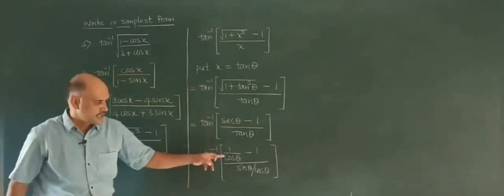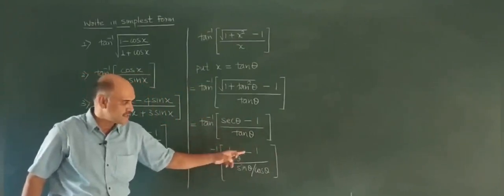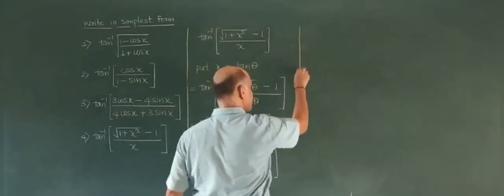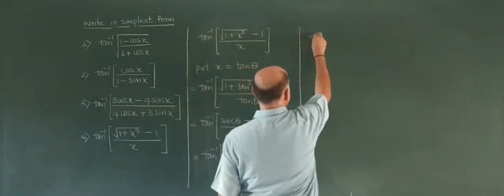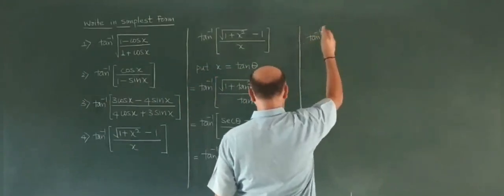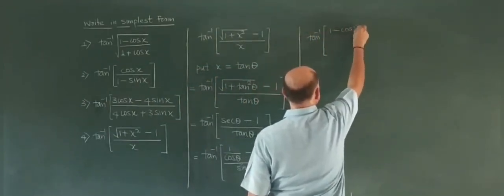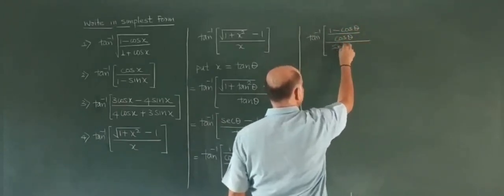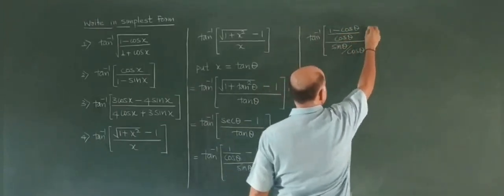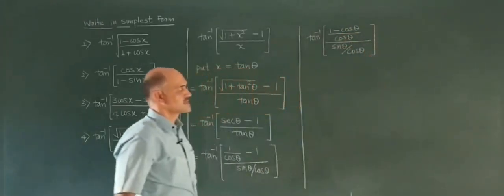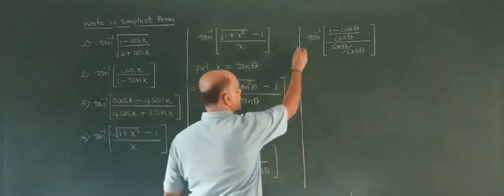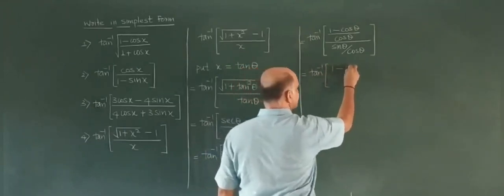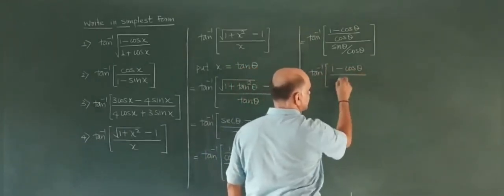Now, in the numerator you take the LCM. After taking the LCM, we have tan inverse of (1 minus cos theta) divided by cos theta, whole divided by sin theta by cos theta. So in the numerator and denominator cos gets cancelled. So we have tan inverse of (1 minus cos theta) divided by sin theta.